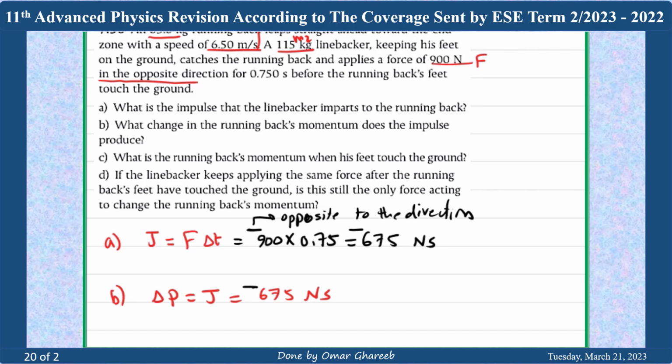Now, if the question needs the velocity, it's easy. Because we have delta P, it is M delta V. M, we know M, which is M1. V final, we need to know it, minus V initial. How much is V initial? I don't know. How can you find it? It is here, 6.5. I need V final. I have mass and I have delta V. So, super easy, I think.